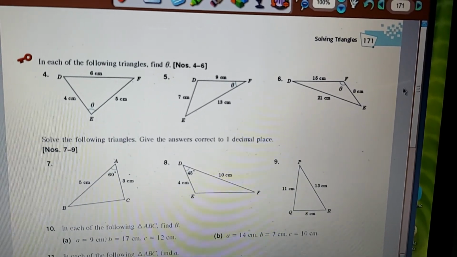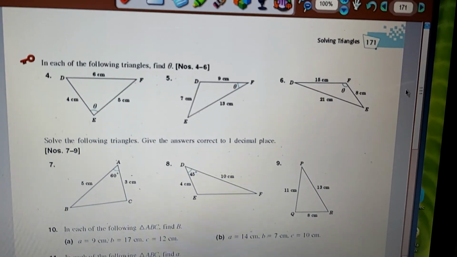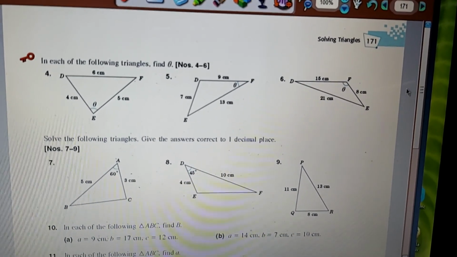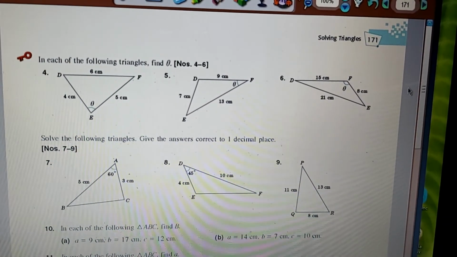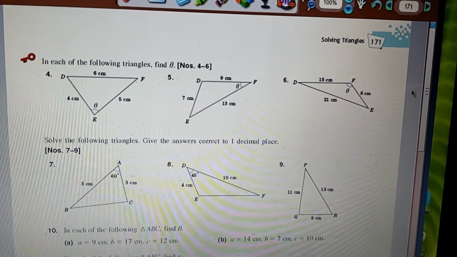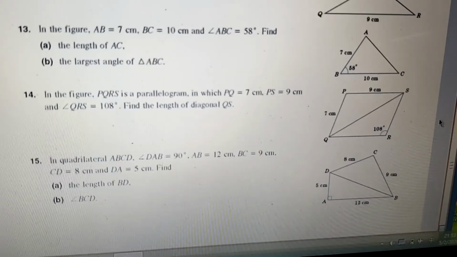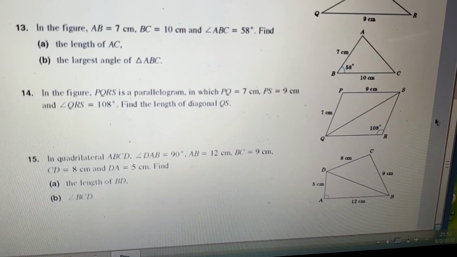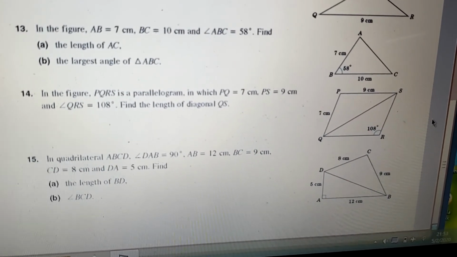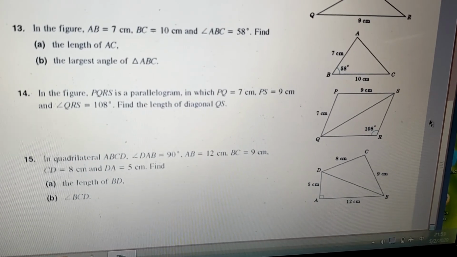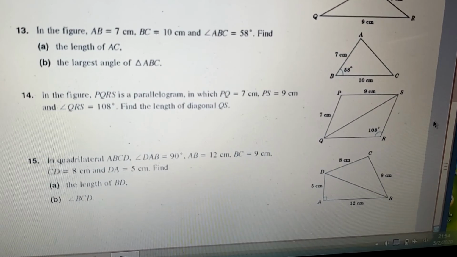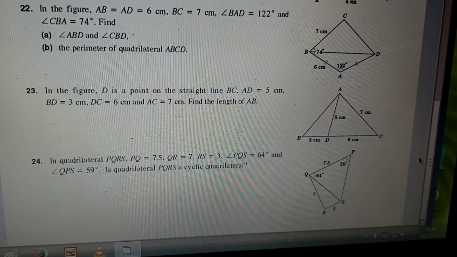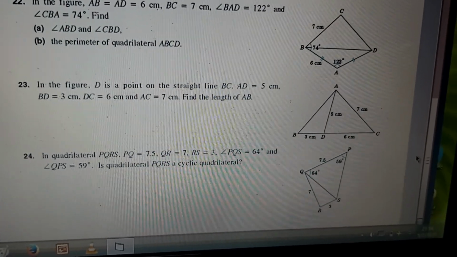So please do this question at home and we will check the answer in the next section. Okay, please do questions 13, 14, and 15. And question 23 and 24.